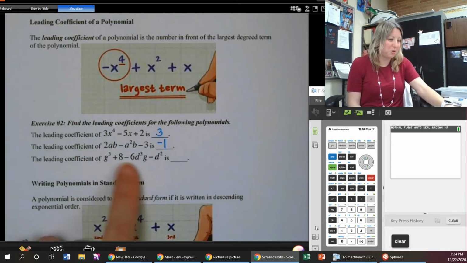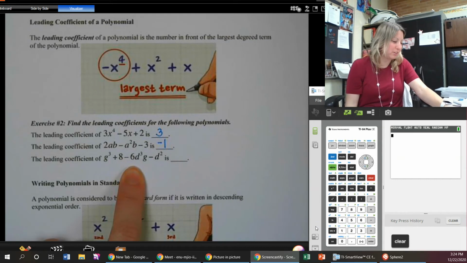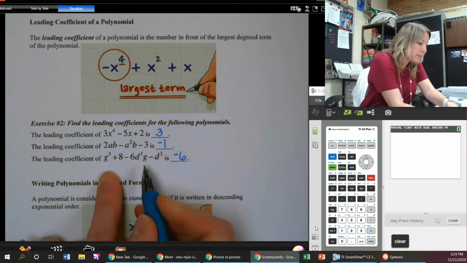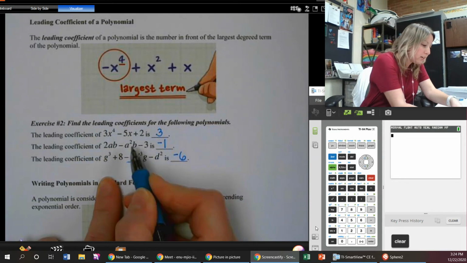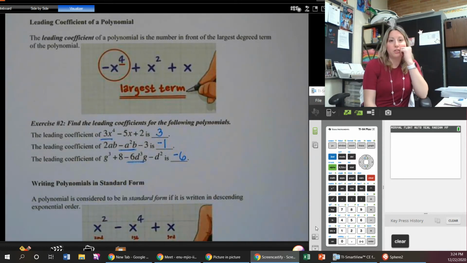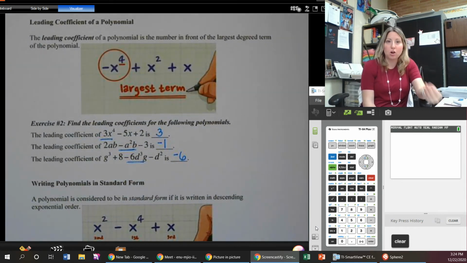I already answered this one, but that was purposeful. I knew it was down here as an example. -6 is the leading coefficient because this is the highest degree term right here. So highest degree term. The number in front of the highest degree term, the coefficient in front, is called the leading coefficient.